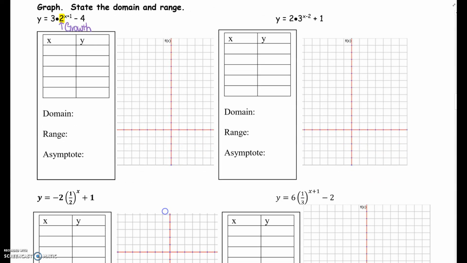Take a look at the graph below this one. See how it's a 1/2 raised to the x? That one is going to end up being decay. If the number raised to the exponent is bigger than 1, it's growth. If the number raised to the exponent is a fraction or decimal less than 1, it is decay.